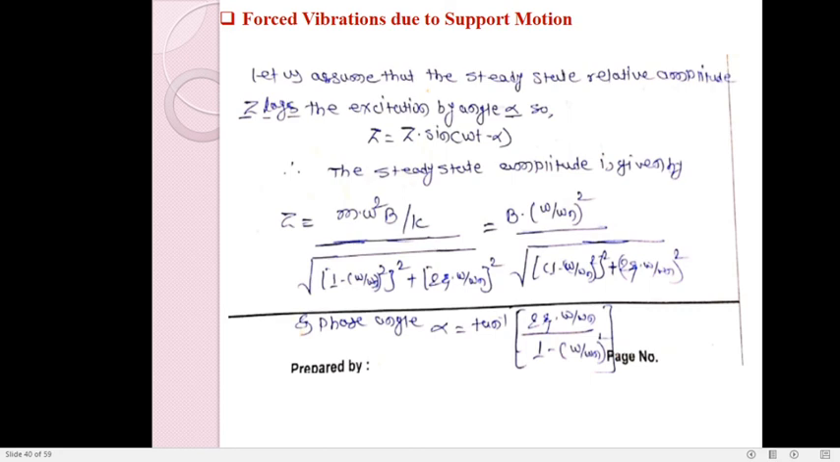So both the formulas are different, so we have to remember these formulas, and depending upon the question asked, you have to use the respective formulas for solving the numericals.